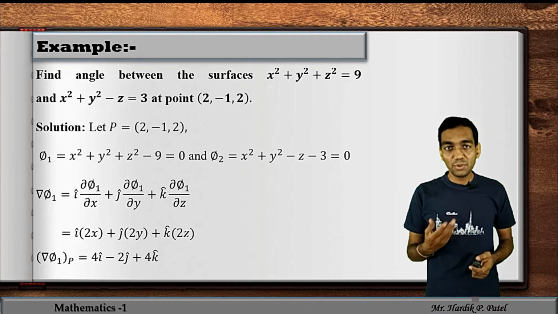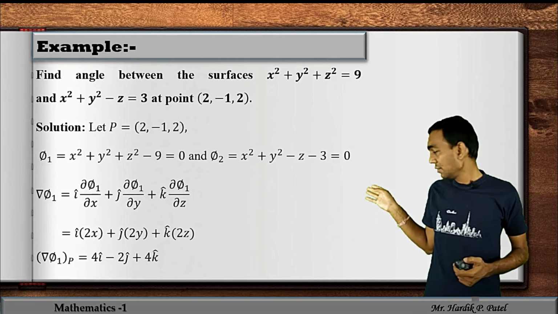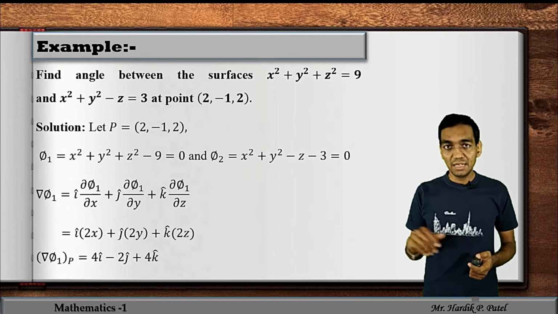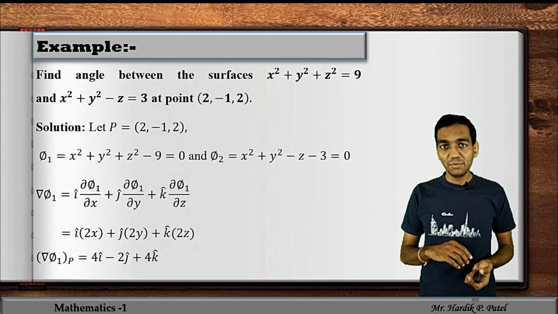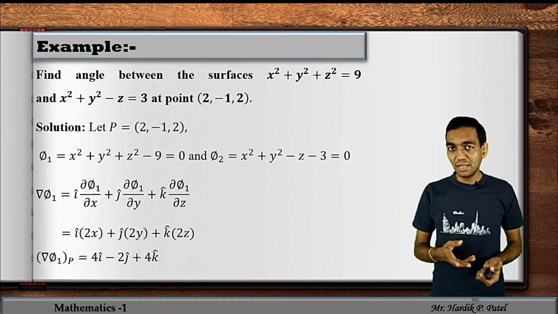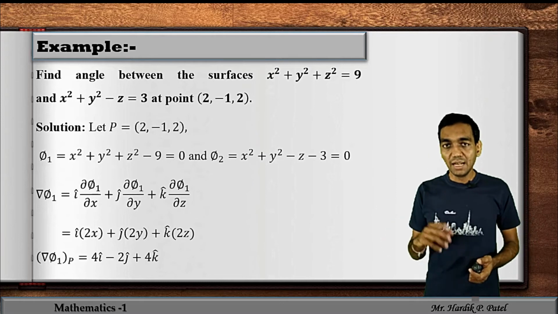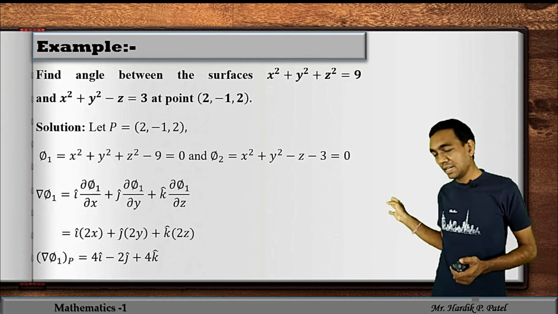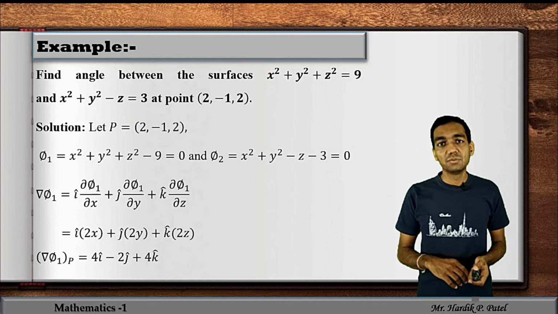Okay. So first we are going to find grad phi 1. So grad phi 1 is a gradient vector that is given by i into del phi 1 by del x plus j into del phi 1 by del y plus k into del phi 1 by del z. Now the derivative with respect to x of phi 1 is 2x, with respect to y is 2y and with respect to z is 2z. So you will have 2xi plus 2yj plus 2zk. And if you substitute the point (2, minus 1, 2), then we have grad of phi 1 at the point P is 4i minus 2j plus 4k.